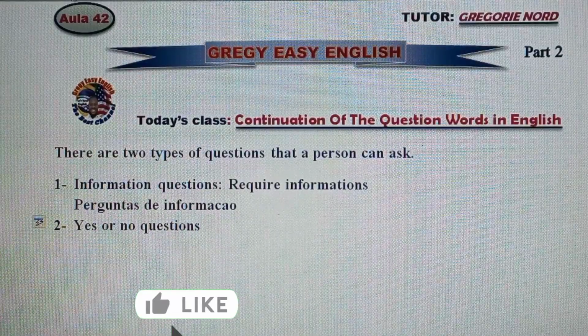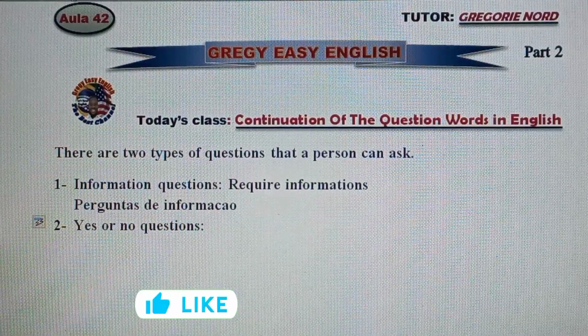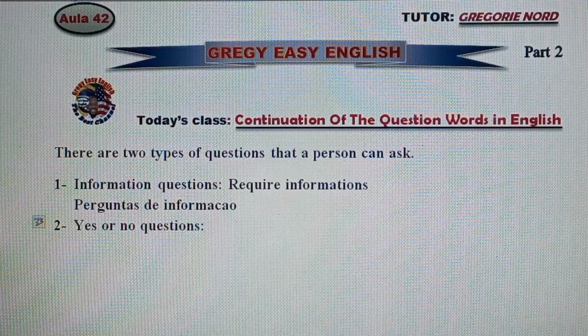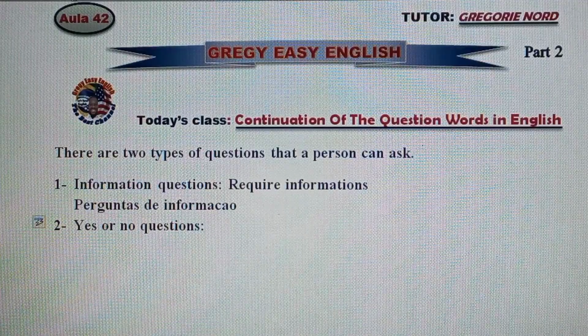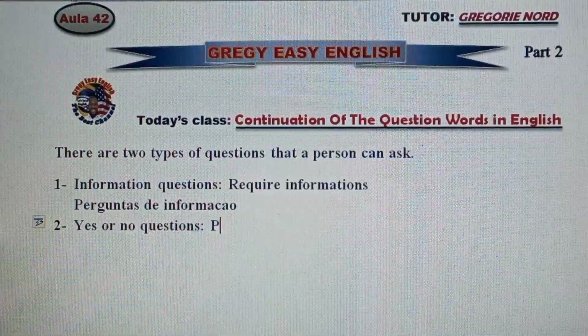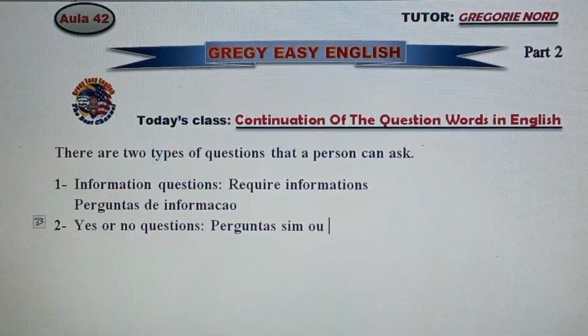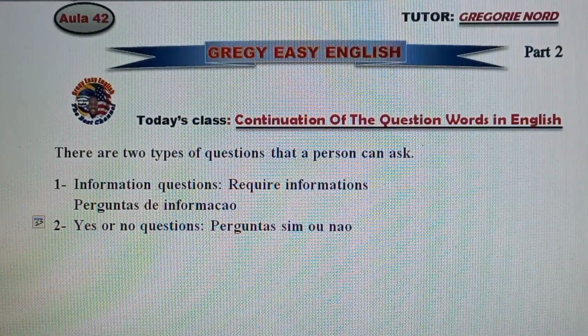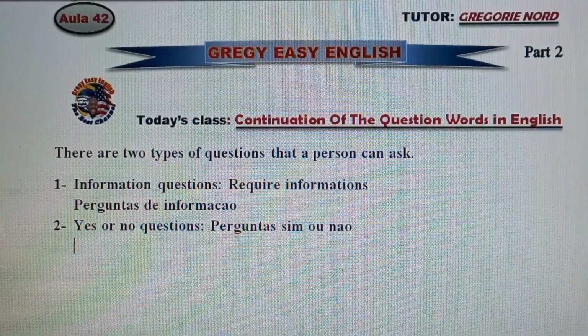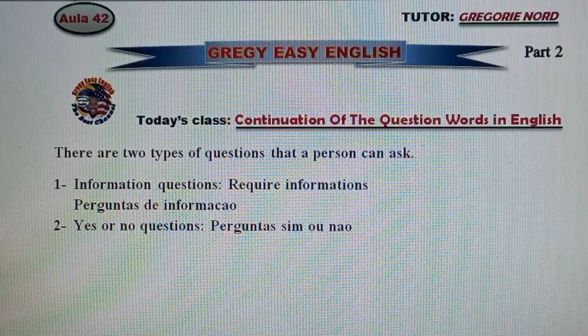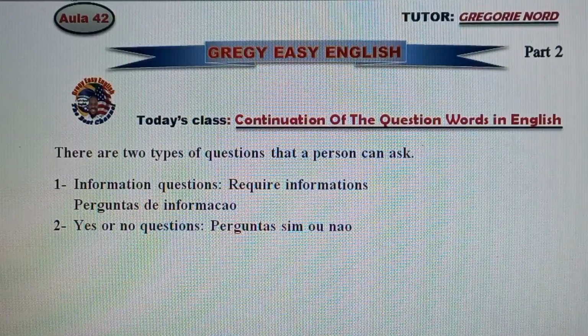The second type of question that a person can ask is yes or no questions. Yes or no questions em português significa perguntas sim ou não. Now, guys, let's take an example of a yes or no question in English.